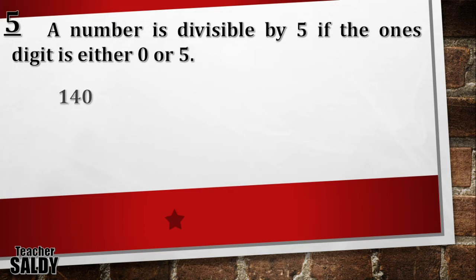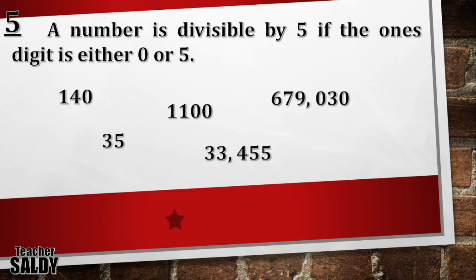Let's have examples. We have 140, 0 yung dulo niya, pwedeng hatiin yan. As well as 35, 1,110, 33,455, 679,030. So again, a number is divisible by 5 if the ones digit is either 0 or 5. Pwede kahit alin sa dalawa. Okay? Pwede mong hatiin by 5.